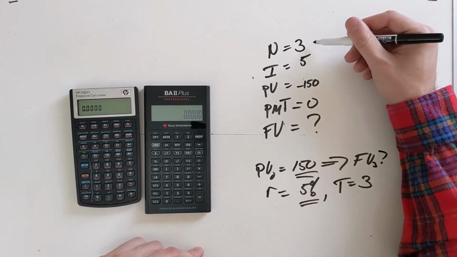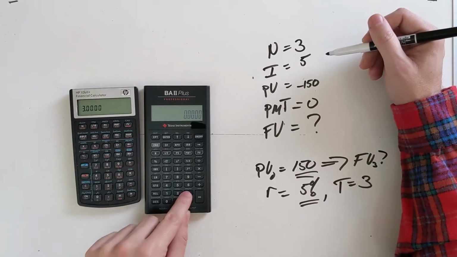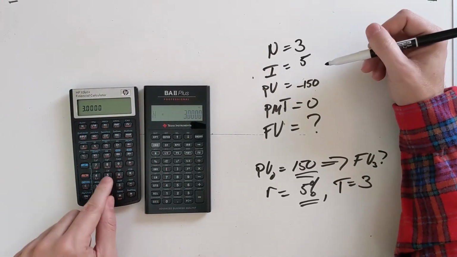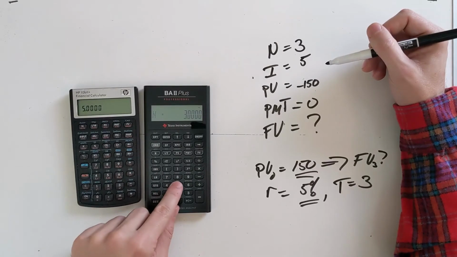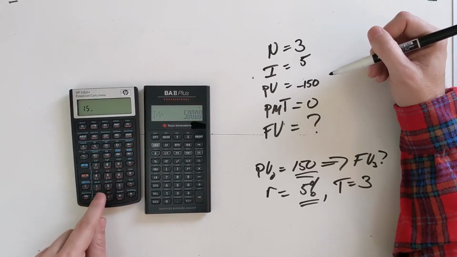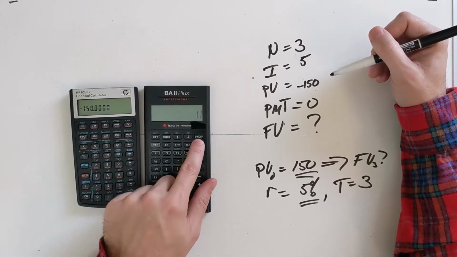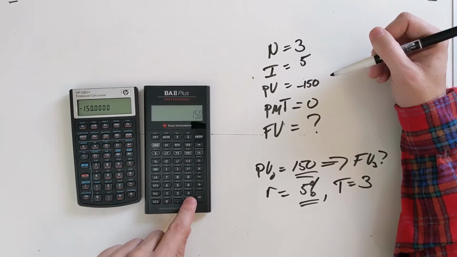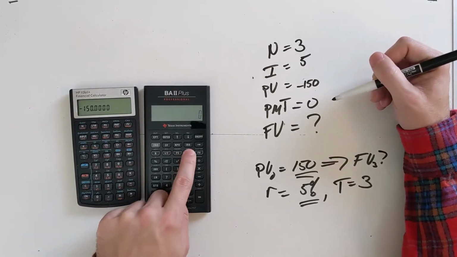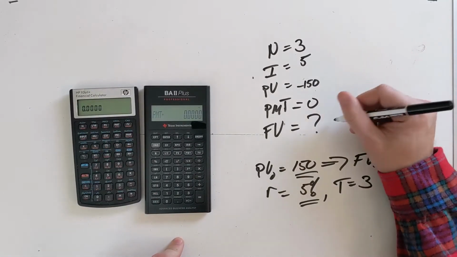So let's enter N equals 3. So I do 3 N, same thing here, 3 N. I is 5, 5 I, 5 I. PV, negative 150, 150, negative PV. Payment, 0. And then FV. All right, now I need to solve for this.